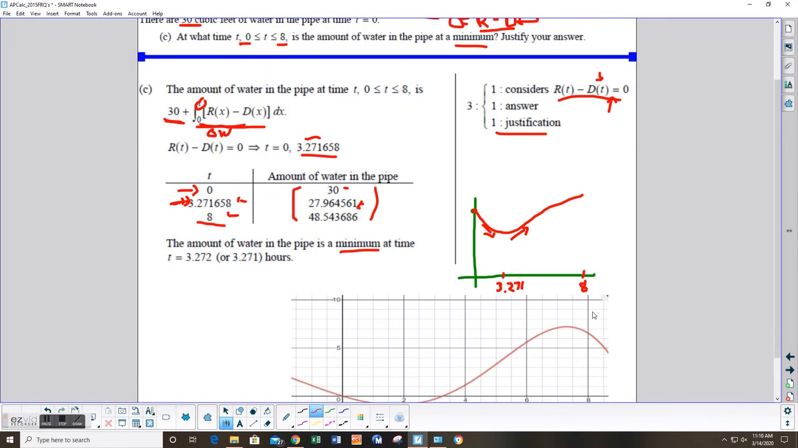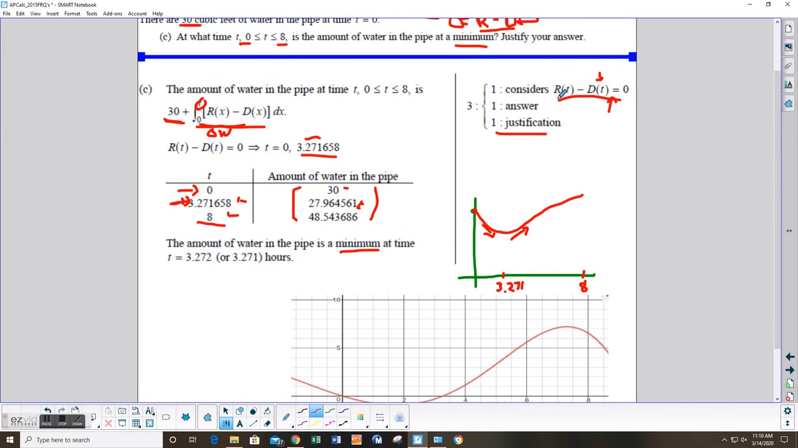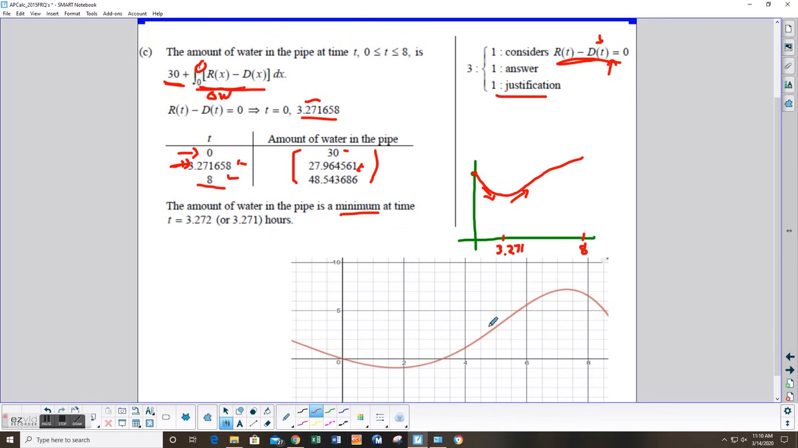And then I did show this Desmos slide here of calculating R of t minus D of t equals 0, and here is that point. I would have used Desmos, but of course you would have done it on your graphing calculator, and that's how it should look to get this 3.272 answer.